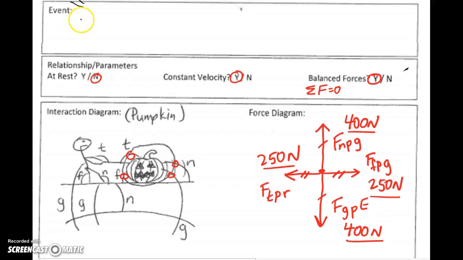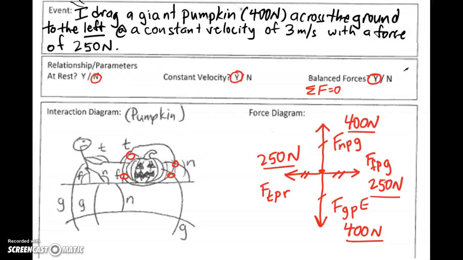So I'll create some event or scenario that matches all this. All right, so I came up with this scenario. I drag a giant pumpkin, 400 newtons, across the ground to the left. I know left because the position was decreasing at a constant velocity. I know that because the position versus time graph was straight, 3 meters per second. That's what we've calculated the velocity as. And then with a force of 250 newtons. That value was just made up, but I know I was dragging it to the left.